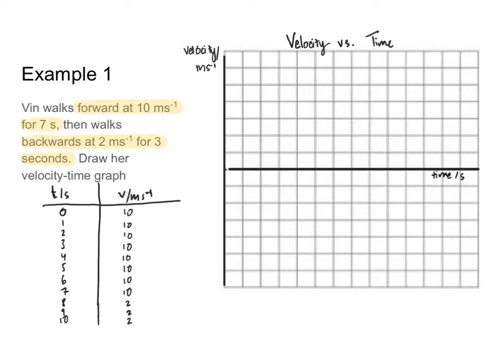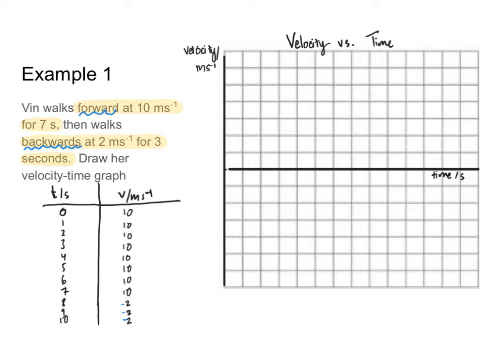Now I'm not quite done because there's something very important that I'm missing, and that is directions. So we'll see Vin starts out walking forwards. So her velocity for those first 7 seconds is going to stay positive. But then she's moving backwards for our last 3 seconds. So those 2s are actually going to be -2s because she's walking in the negative direction. So I have all the information I need now to construct my graph.